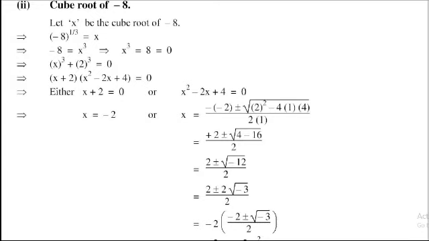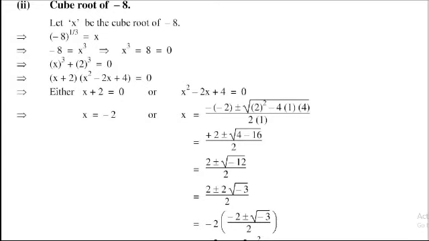So x plus 2 is equal to 0 implies that x is equal to minus 2. This is the first root. Next, x square minus 2x plus 4 is equal to 0. Here the coefficient of x square is a, equal to 1, and the coefficient of simple x is equal to minus 2. It means b is equal to minus 2 and c is equal to 4.